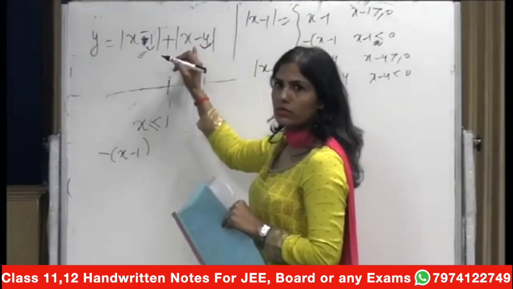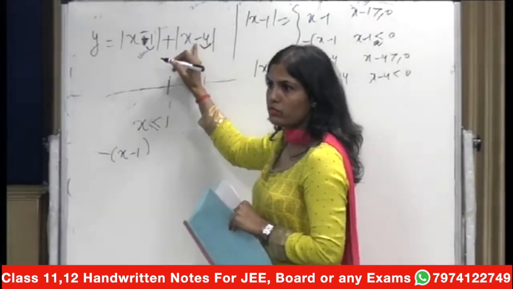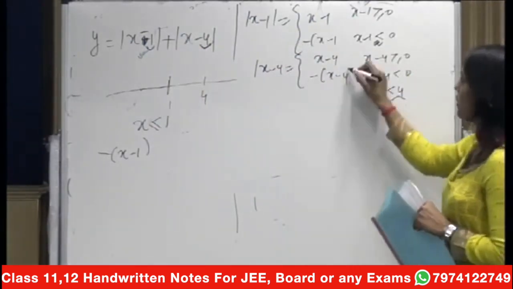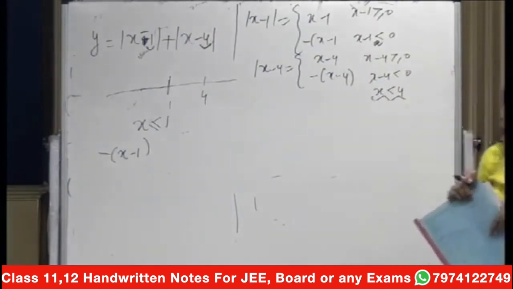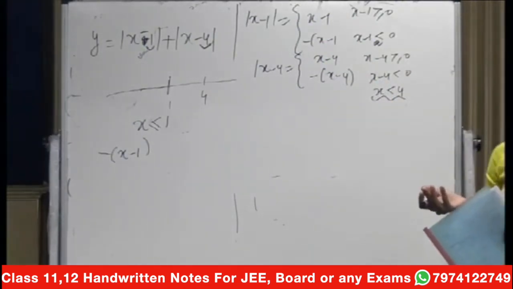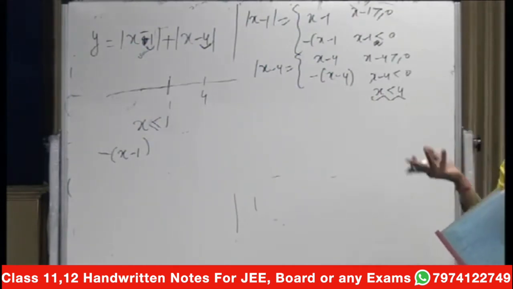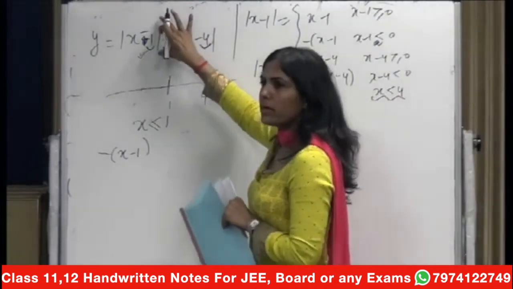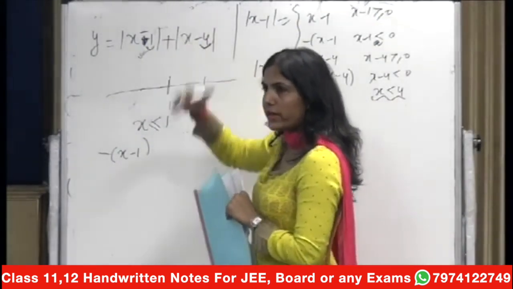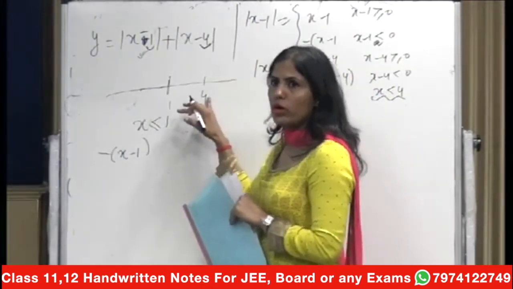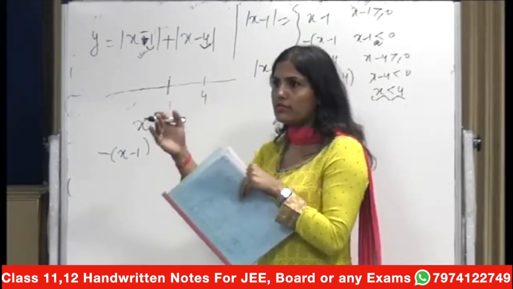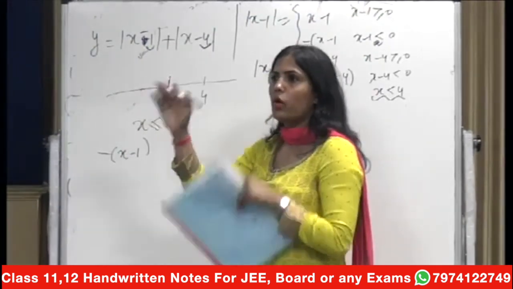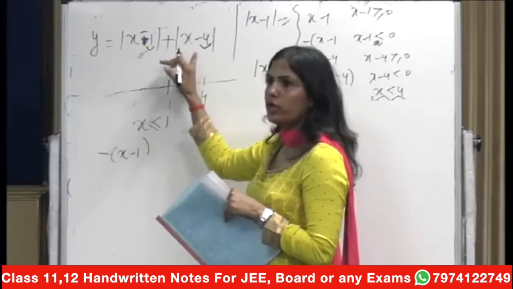What about this function? If this function for x less than 4 is negative, then for x less than 1 it will also be negative, na? Is it fine? So here also, I am just dividing the function according to this interval. Because mod function, how do you draw it? You take cases, you consider what type of value it will have on the real line.